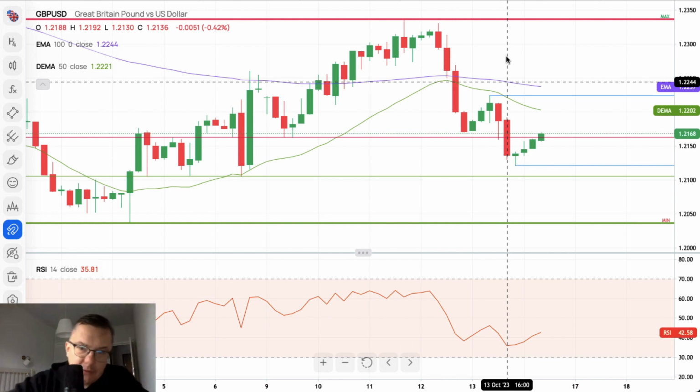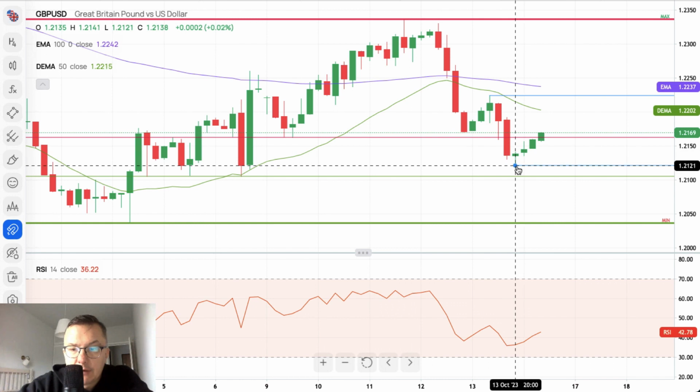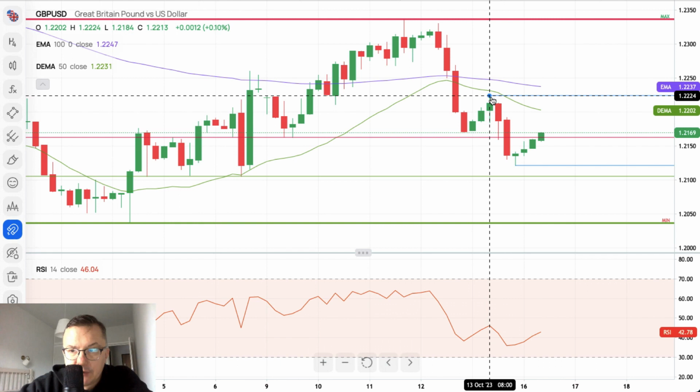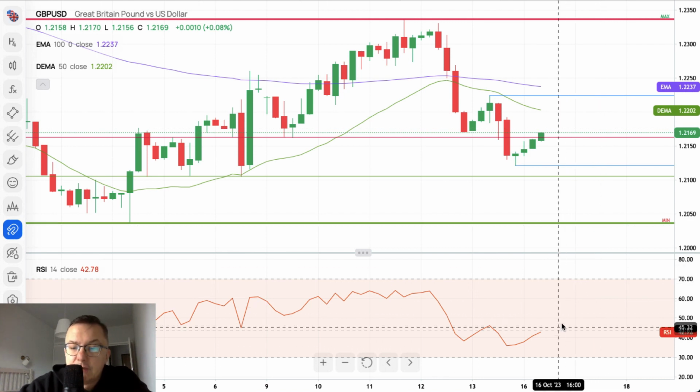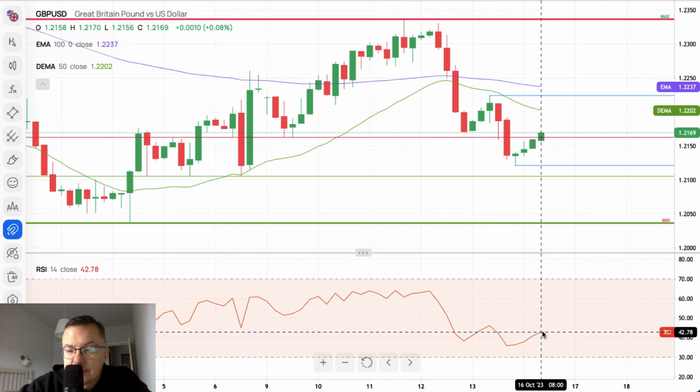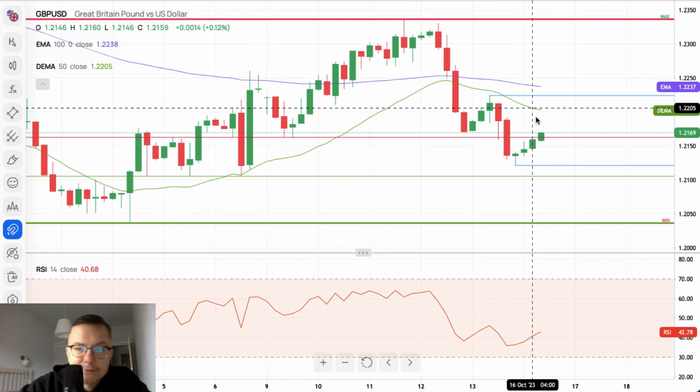So what do we have here on this 4-hour chart of the cable? Of course, the local low was made at 1.2121. Local high is 1.2224. This local high is above the 50 periods moving average, 1.2202, but below 100 periods moving average, which is at 1.2237. Momentum is exactly the same as it is on the euro dollar. Weak, negative, only 42 points. Now the bulls are trying to bounce.